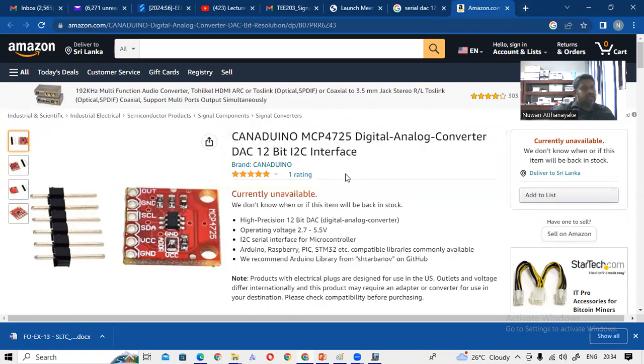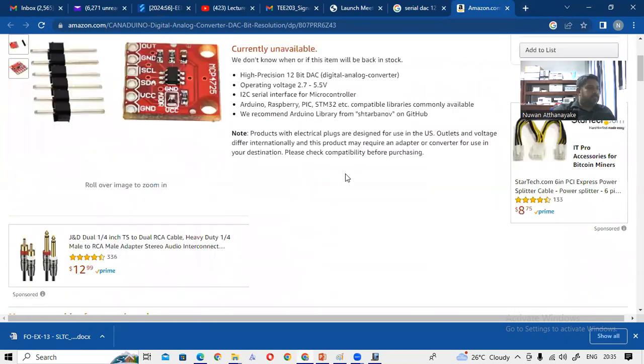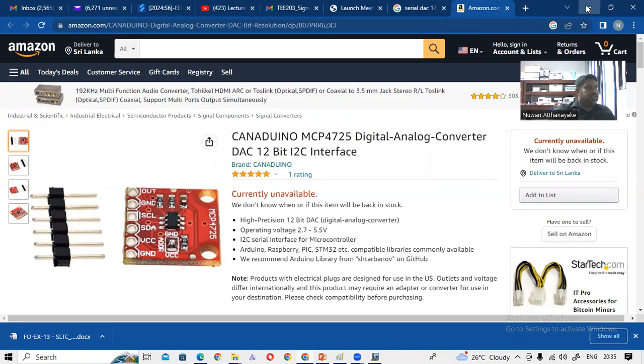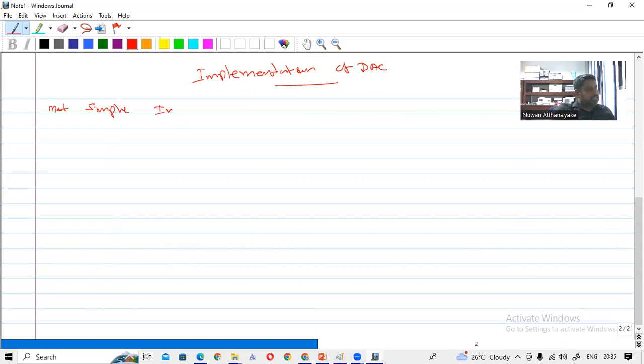If we have time after the exam, we will try to do some demonstration at the lab. Before that, we will try to see the implementation of a DAC. There are many implementation approaches. I think the most simple implementation is the resistor ladder circuit.